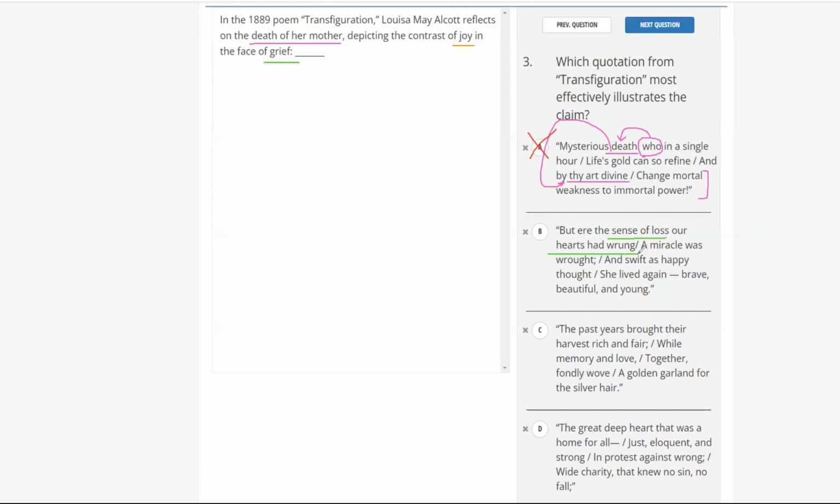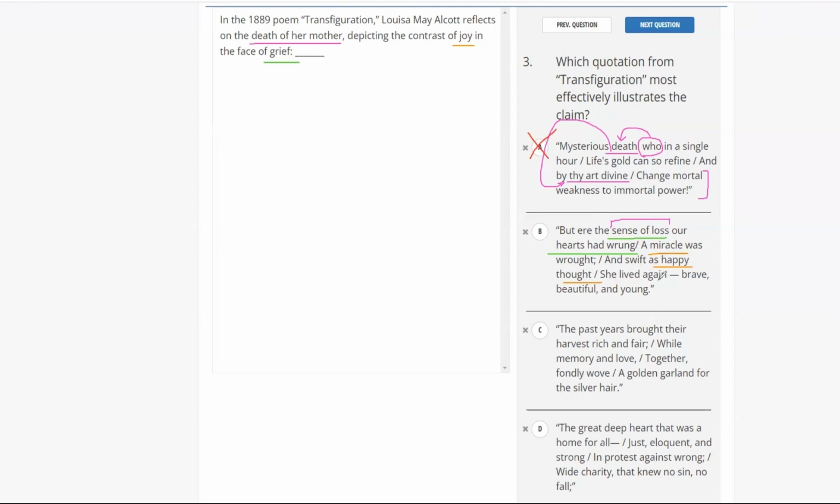If our hearts are feeling a sense of loss, that is something sad. Now, why are our hearts feeling a sense of loss? Well, probably because our mother has passed. So this sense of loss is a reference to the passing of the author's mother. Let's keep going. A miracle was wrought. Well, miracle, that's a positive thing. That's a happy thought. Next. And swift as happy thought. Well, there you go. That's a happy thought.